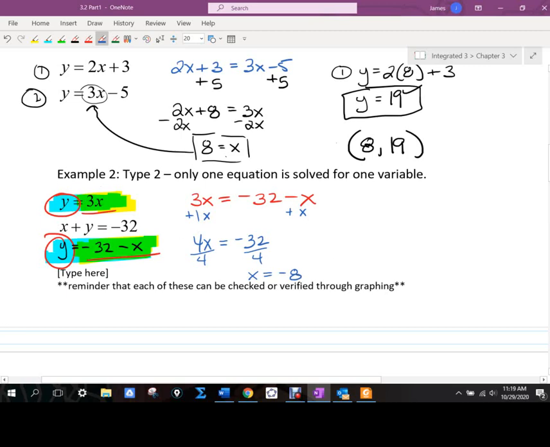So if I plug in x right there, it would give me y equals 3 times negative 8, and what does that give me? Negative 24. So then I write my solution as negative 8, comma, negative 24. We write it as x, comma, y, as an ordered pair. Okay, so that's one approach that we can do.